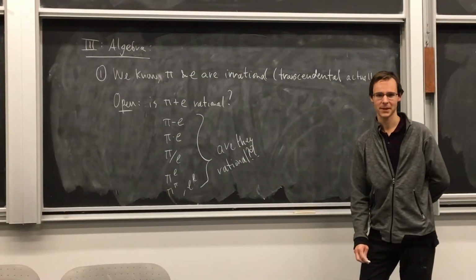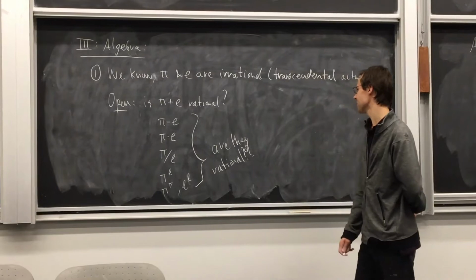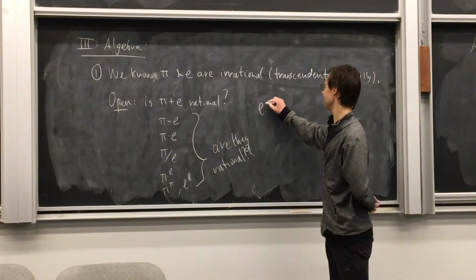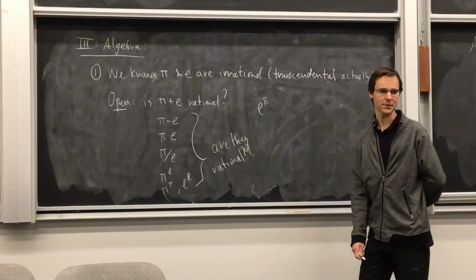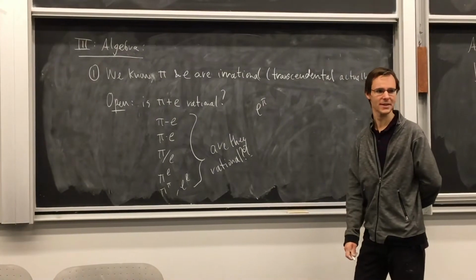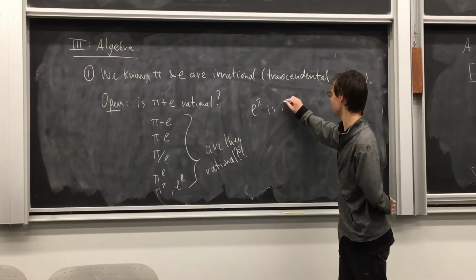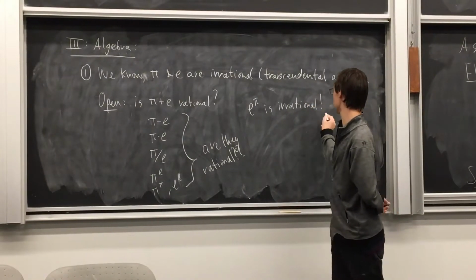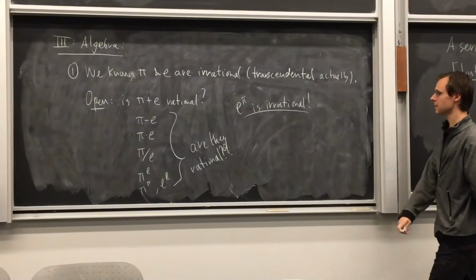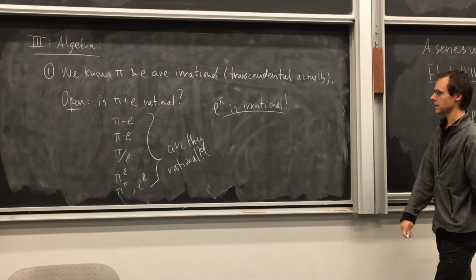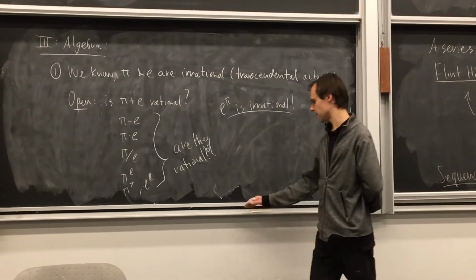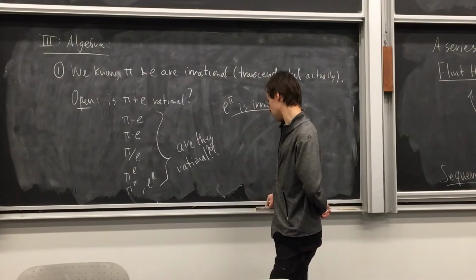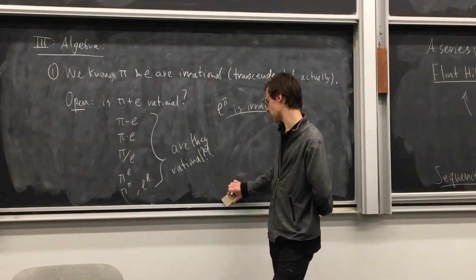Open question. Okay? Curiously enough, e to the pi actually has been proven to be irrational. Okay? Transcendental energy is irrational. Okay? All right, any progress that's been made on proving that numbers are irrational or rational or transcendental?